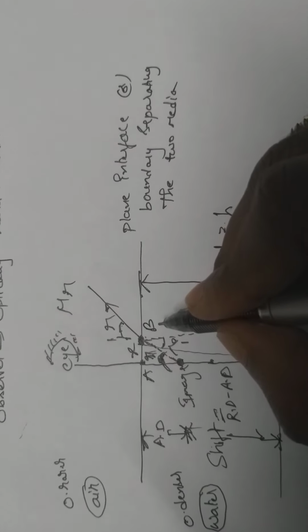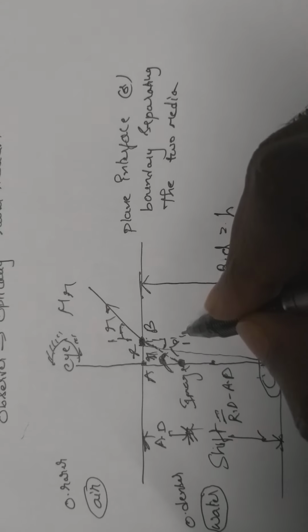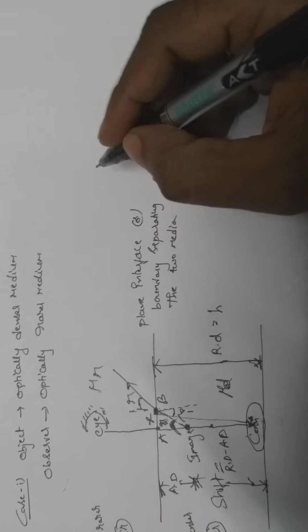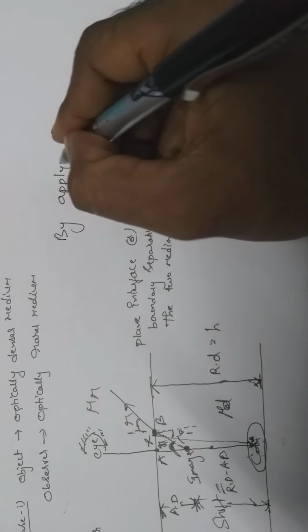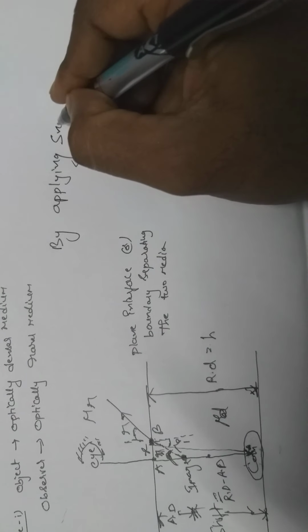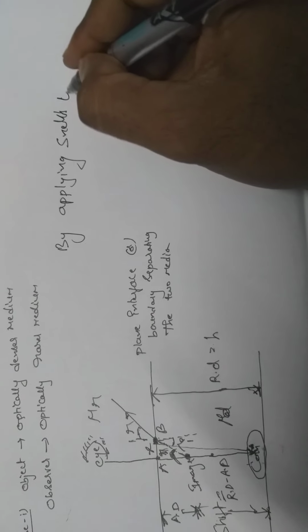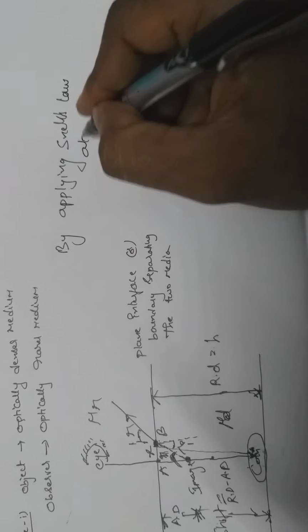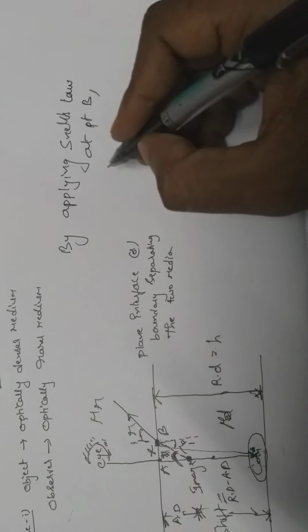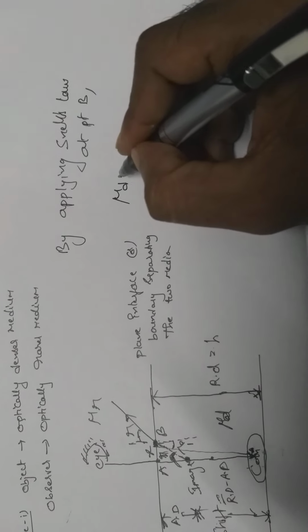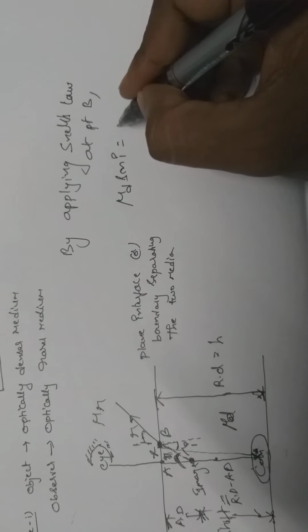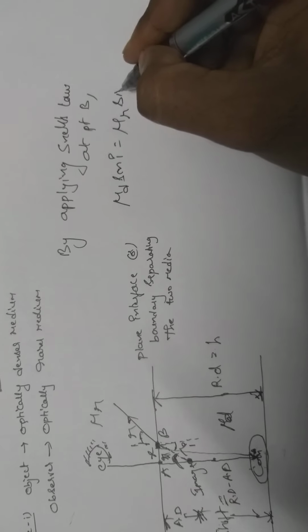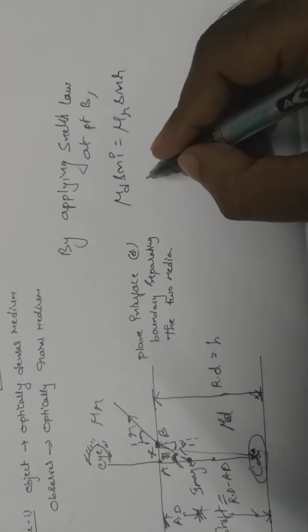If I apply Snell's law at point B, then mu d into sin I is equal to mu r into sin r.